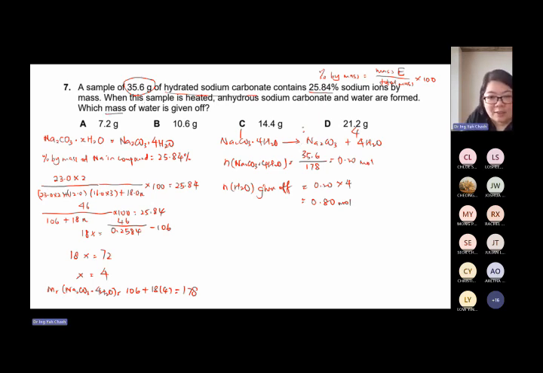So this number of moles of water will be 0.8 times the molar mass of water, 18. Why 18? 2 hydrogen, so 1 times 2, plus oxygen 16. So 0.8 times 18 is 14.4 gram. Therefore, the answer to this question will be C.